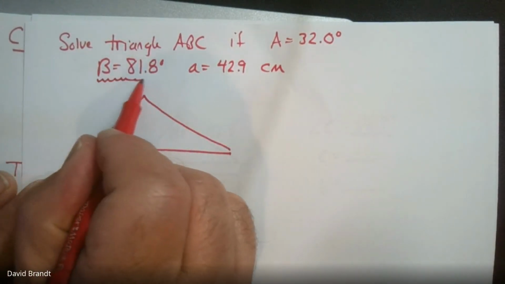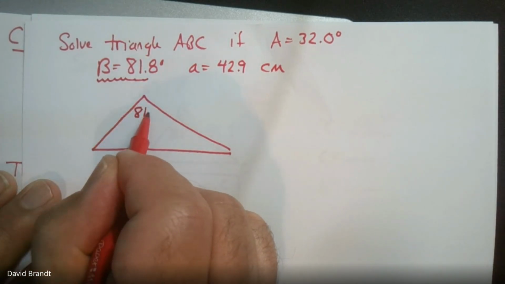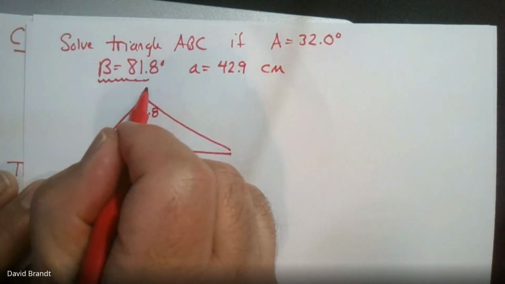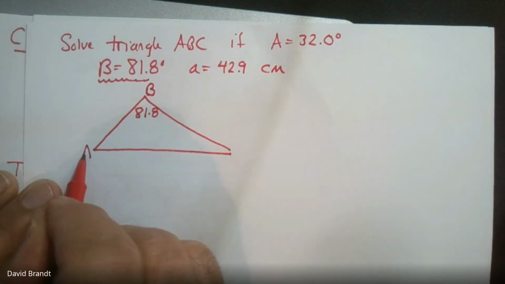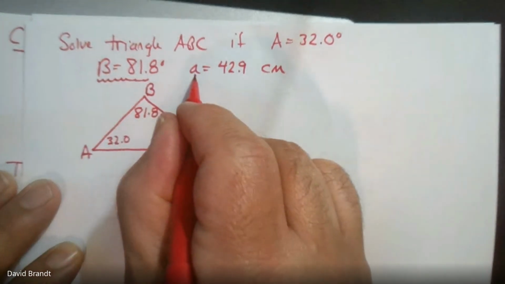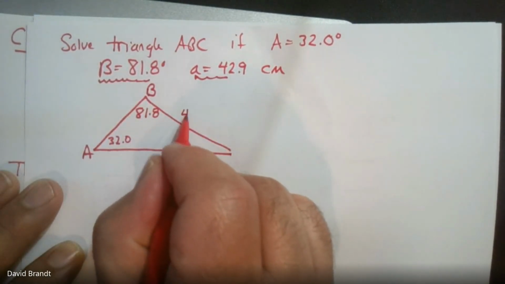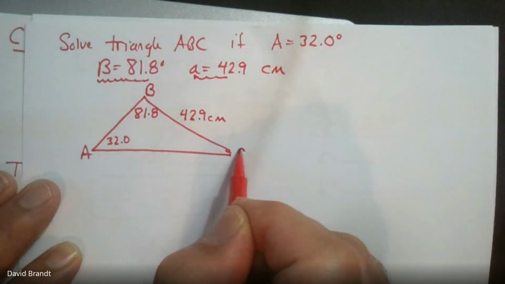This looks like it's probably the biggest angle, so I'm going to put that right here. Again, I just like my picture to match the given. It doesn't have to, but it looks better if it does. So this is angle B. I'm going to make this angle A, and that's 32.0. And right here, side A needs to go across from angle A, and so that's 42.9 centimeters right here. So this is angle C.